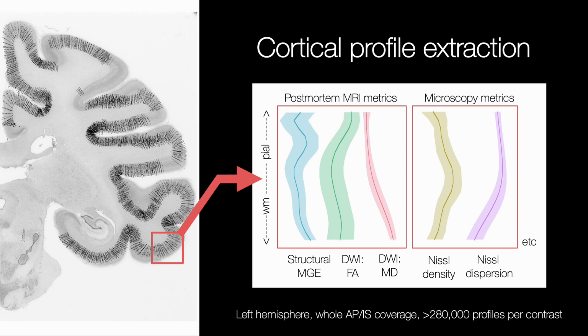The results I'll show today include postmortem MR metrics, such as the structural MRI intensity from a multi-gradient echo sequence, as well as fractional anisotropy and mean diffusivity from diffusion tensor analysis of b=4000 data. Our microscopy metrics include the Nissl-stained density, a proxy for cell body density, and microstructure orientation dispersion, which is a measure of how coherently oriented the Nissl-stained microstructure is. This metric was extracted after structure tensor analysis of the Nissl-stained slide.